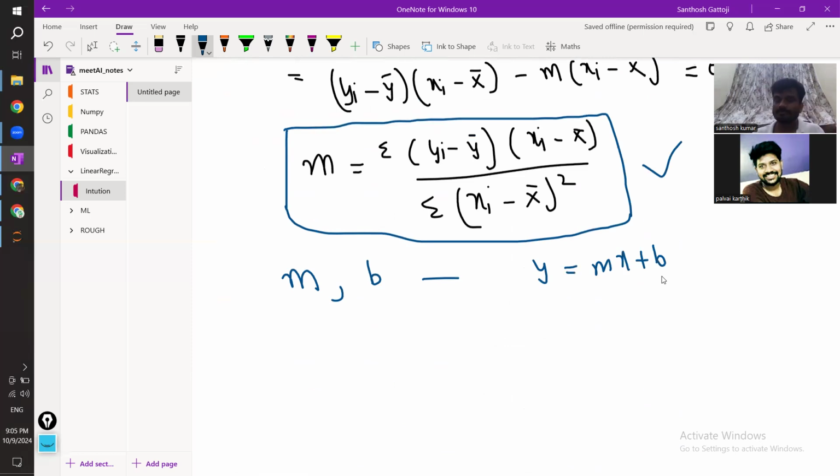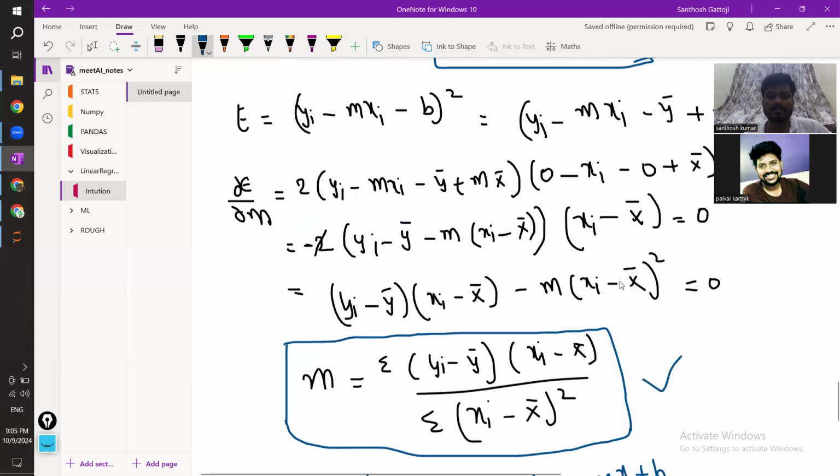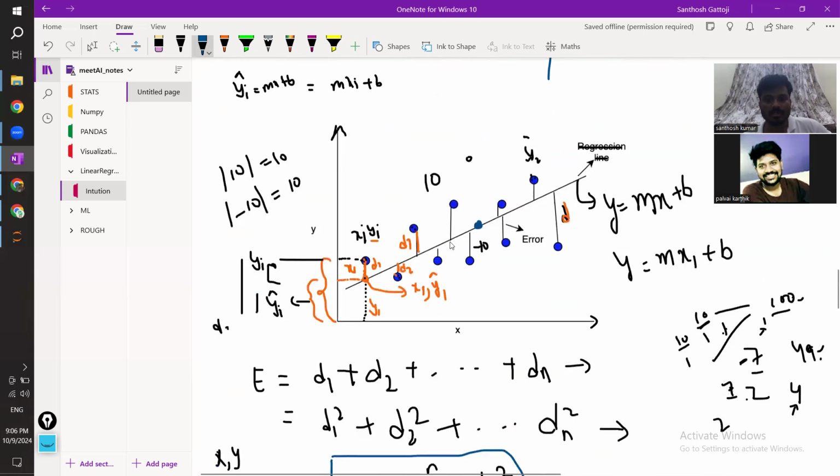Because we are already matching to the minimum value. You're already doing the differentiation and equating it to 0, such that you will get the minimum value of that function. And now this line should be the best fit line, because if you take this line and calculate the errors, do this step, whatever you're doing, with this line.